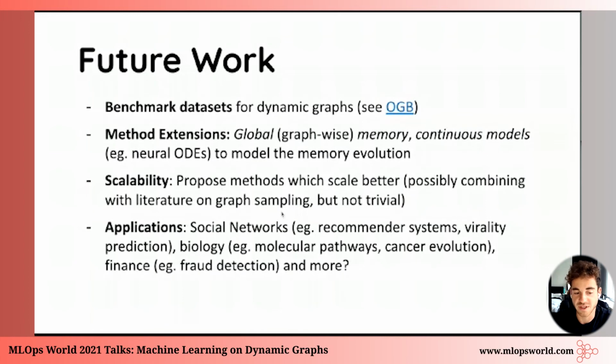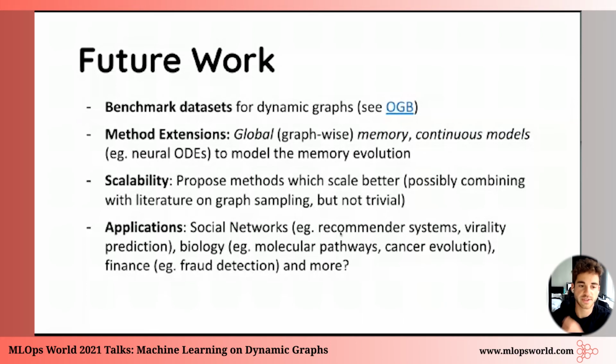Probably one of the most interesting directions is actually application flow. And there are many, as I've already mentioned. Social networks are a clear one, and what we're working with at Twitter. But you can think of applications in biology, for instance, molecular pathways, or how cancer evolves, but also in finance. In finance, you have networks of transactions happening over time. You may want to detect fraud, for instance, and possibly other things. So I think this is also a very interesting avenue for further research.